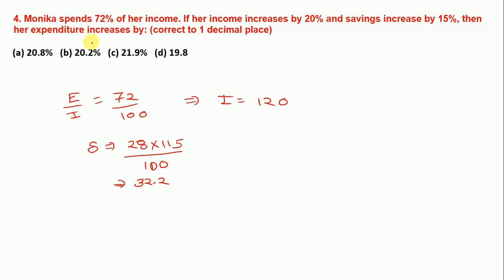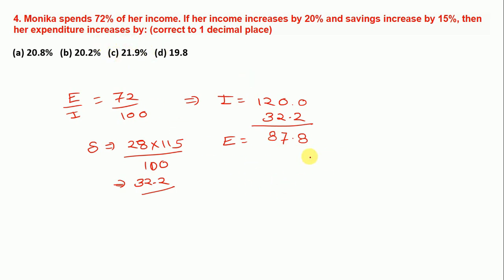Now then her expenditure increases by, now new income is 120 and new saving is 32.2. So you have to subtract 32.2 from 120. So here this will be your answer. This will be your new expenditure. Here will be 7 and here will be 8. This is your new expenditure, and we have to find the percentage increment.